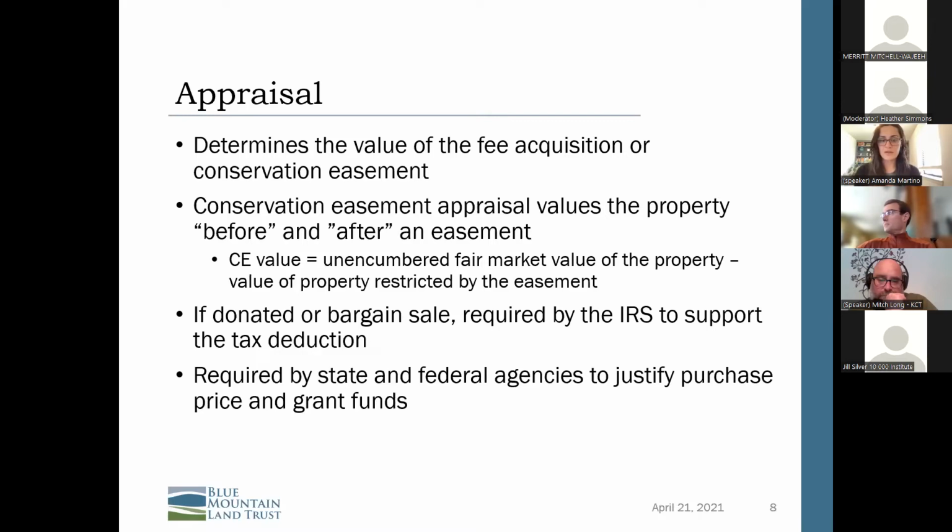The after valuation would be the appraiser's assessment of what the property would be worth with its rights removed or restricted. And the difference between those two values is the value of the conservation easement. And if you have a landowner that donates the property, it's required that you have an appraisal by the IRS to support their tax deduction. And if you are having the easement funded through a state or federal agency, the appraisal will be required to justify the purchase price and the grant funds.